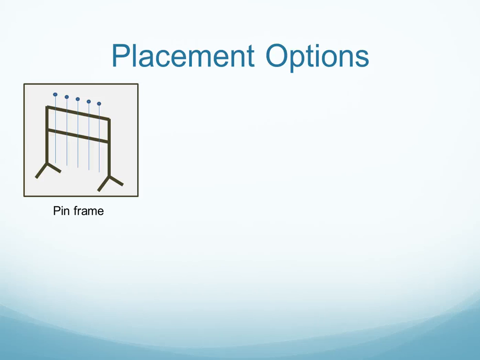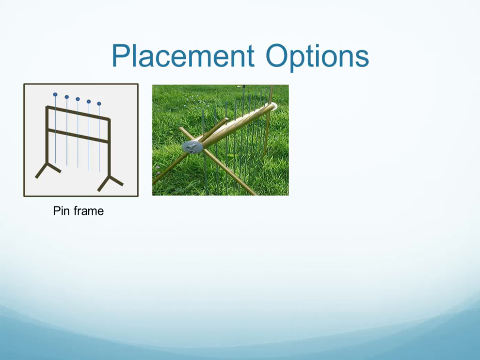Another option is to use a pin frame. In this diagram we see a 5-pin frame, and the way that this works is that the pin frame is the sampling unit, and each pin is lowered and it's recorded what kind of canopy and also what the ground surface cover is where that pin is lowered. Here we see a picture of a pin frame. In this case, this has 10 points or 10 pins. Each one is lowered into the vegetation.